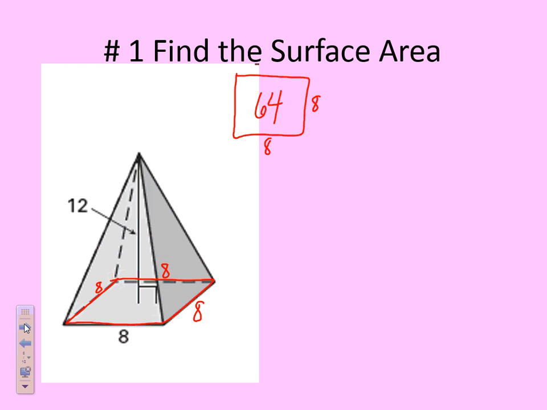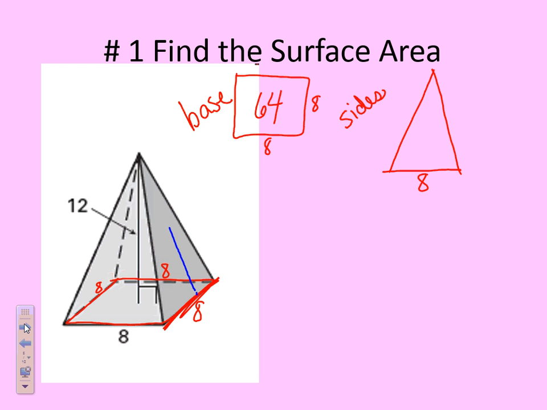So that's the base. Now let's talk about the triangles on the sides. I'll have 4 of these guys, and they have a base of 8. You can see that here in the picture. But how tall would those triangles be? If I unfolded them, this would be the height. Add that line right in your picture. Label it with an L.